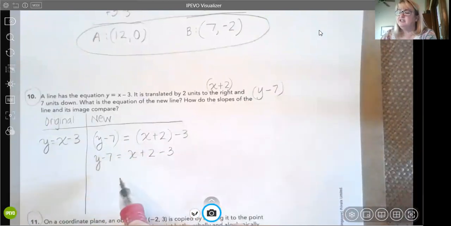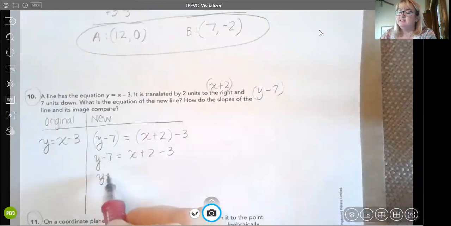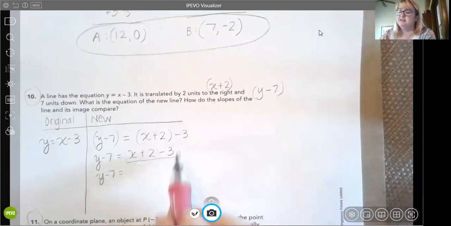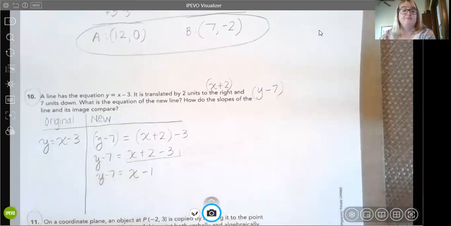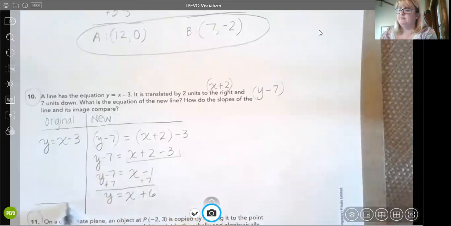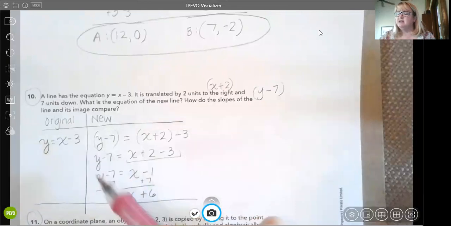And then we just need to combine like terms. We need to get this back in y equals mx plus b form. So I'm going to do y minus 7. It's simplified on the left, but I'm going to simplify this on the right. And x plus 2 minus 3 would be minus 1. And we're going to add 7 to both sides so that we end up with y equals x plus 6. Okay. So the original was y equals x minus 3. The new is y equals x plus 6.